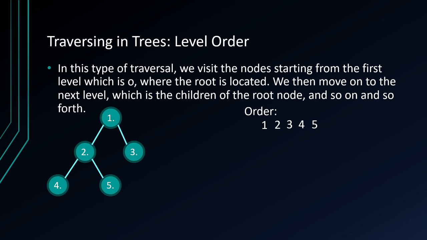So in the next type of traversing, we have level order. In this example, first we visit the nodes starting from level 0, where the root node is located. So first we start at 1, and then we go to the next level, wherein we start at 2, and then 3, and finally the last level, which is 4 and 5. So the order for this type of traversing is 1, 2, 3, 4, and then 5.